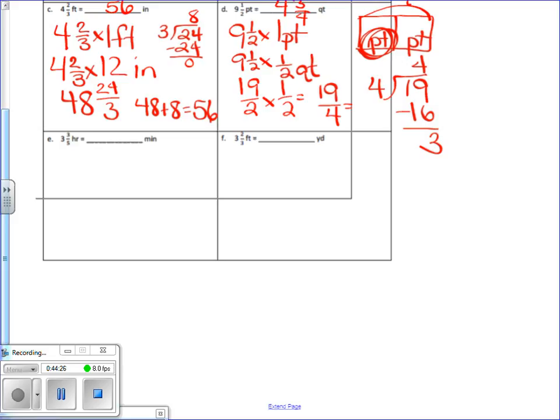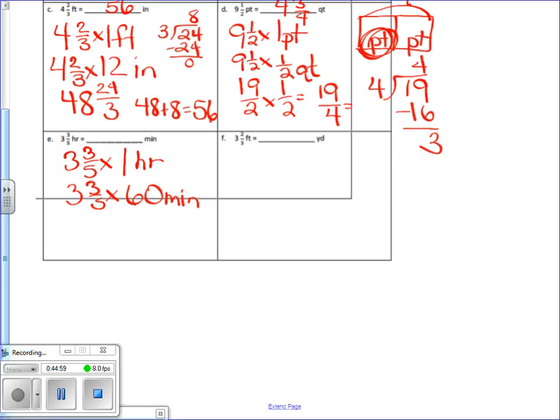3 and 3/5 of an hour going to minutes. Which one's bigger, an hour or a minute? An hour. So you're going big to small and multiply. So 3 and 3/5 times 1 hour, which is 60 minutes. 3 and 3/5 times 60 minutes.